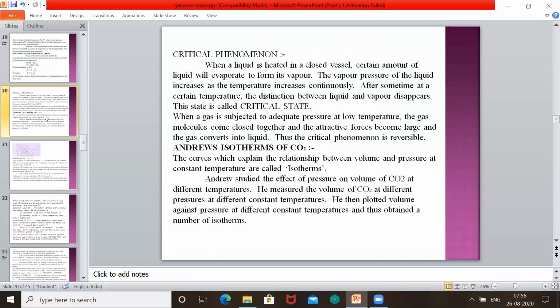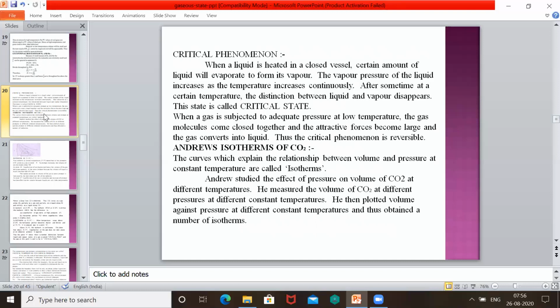That means before that we can see the liquid state and the vapor state separately, but after a certain temperature or after a certain state, the two phases merge together and that state is called critical state. So when a gas is subjected to adequate pressure at low temperature, the gas molecules come closer together and attractive forces become large. It becomes liquid. This is called critical phenomena.